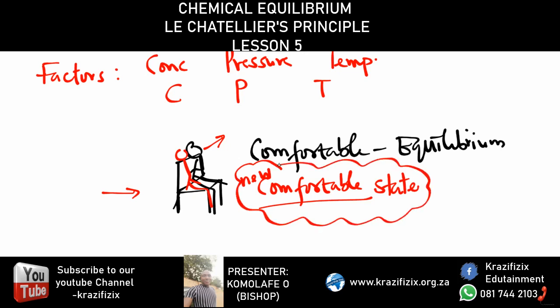That's what Le Chatelier's is simply explaining. If you change the concentration of a system that is at equilibrium, the equilibrium will shift to adjust to the change until we get to a new equilibrium. Same thing with pressure and same thing with temperature.